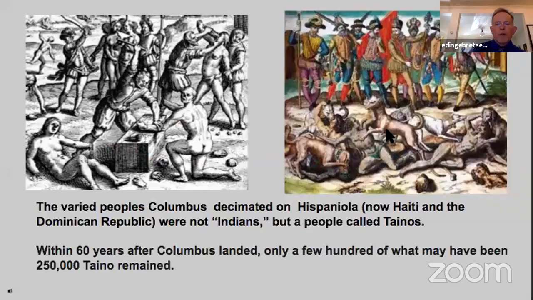The various peoples Columbus decimated on Hispaniola, now Haiti and the Dominican Republic, were not Indians, but Tainos. Within 60 years, only a few hundred were left. And it's hard to underestimate the avarice. In Columbus's own journal, he says, baptize them or kill them, basically. And he wanted gold from them. When he couldn't get gold from them, he threatened and did, as you're seeing here in these images.